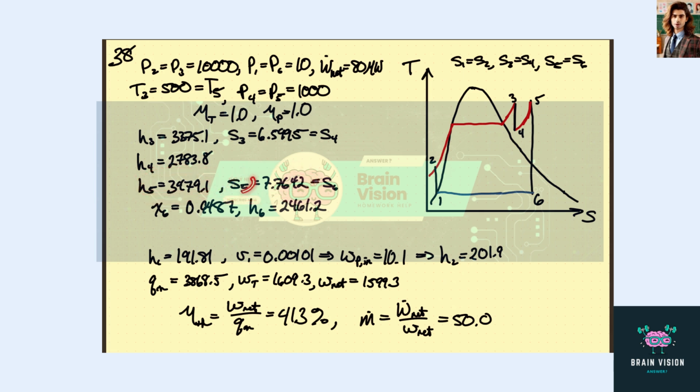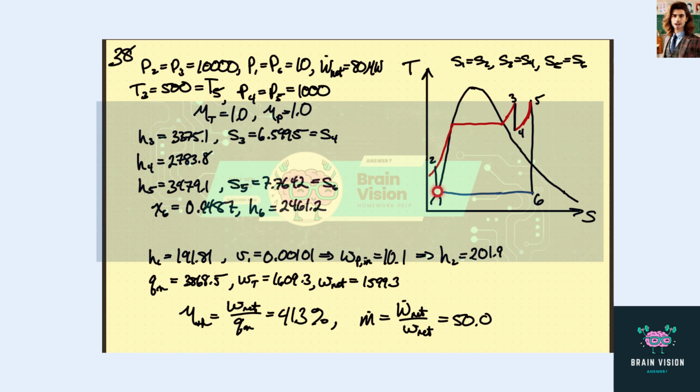And the entropy at 5 is the same as the entropy at 6. So at 6, we have the pressure and the entropy, so we can get the quality factor. It winds up being about 95%. And the enthalpy at 6 is 2,461 kilojoules per kilogram.